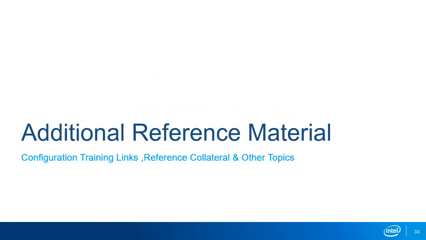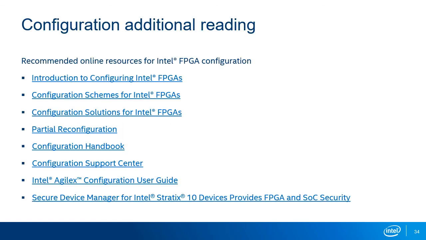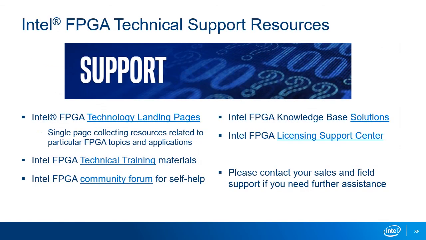This section provides links to additional reference material for configuration. You can refer to the links in this slide for additional configuration reading and training material. Intel FPGA provides many self-help resources when you need design assistance. For example, there are web pages called landing pages dedicated to specific FPGA technology like transceivers, DSP, OpenCL, and high-speed interfaces. There is also a community forum and hundreds of training courses available just like this one.